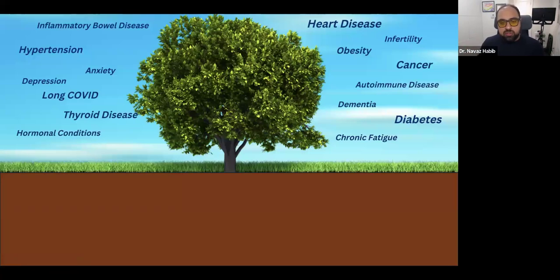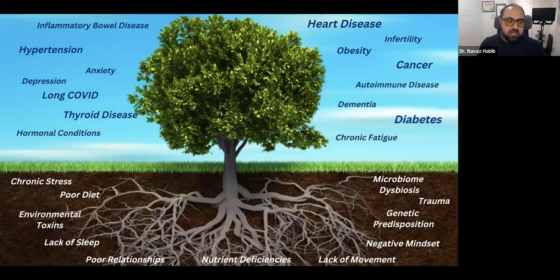The big part of that story that's missing is these root causes: chronic stress, poor diet, environmental toxins, lack of sleep, poor relationships, nutrient deficiencies, lack of movement, negative mindset, genetic predisposition, trauma, and microbiome dysbiosis, amongst many other potential root causes that cause a lot of these conditions. We know that the roots are strongly connected to what we then see when we're looking at a tree.